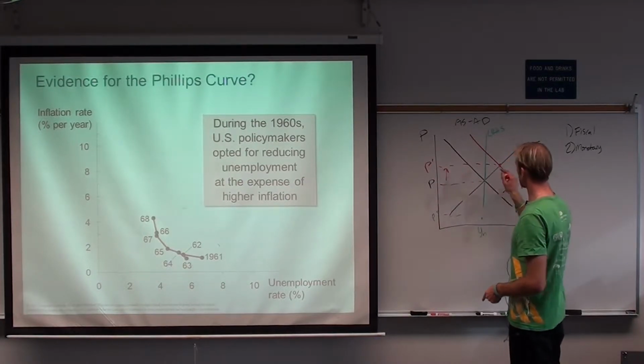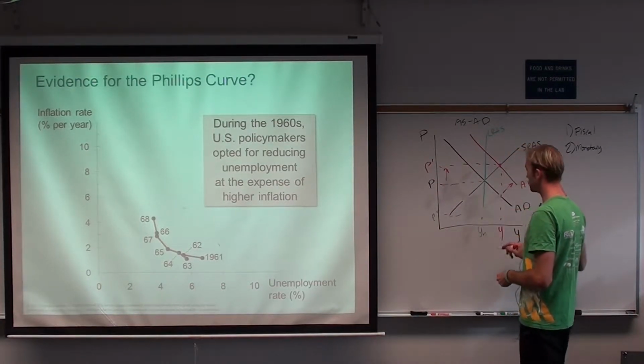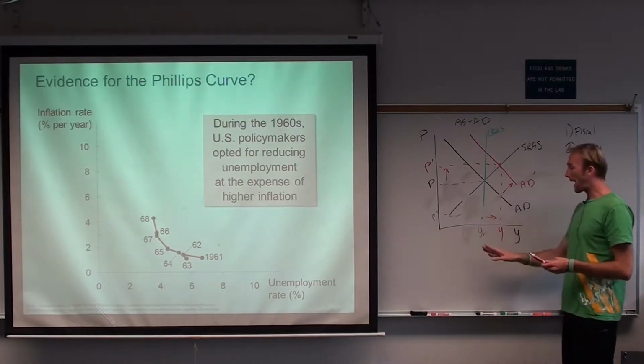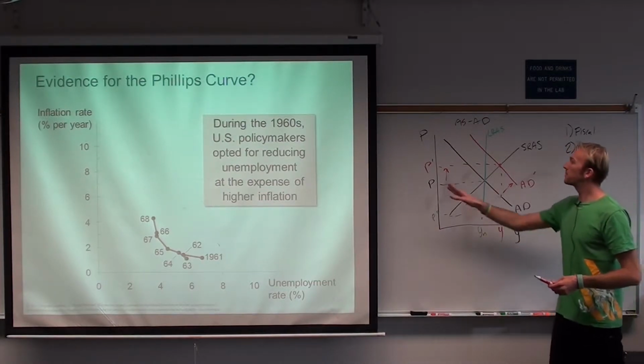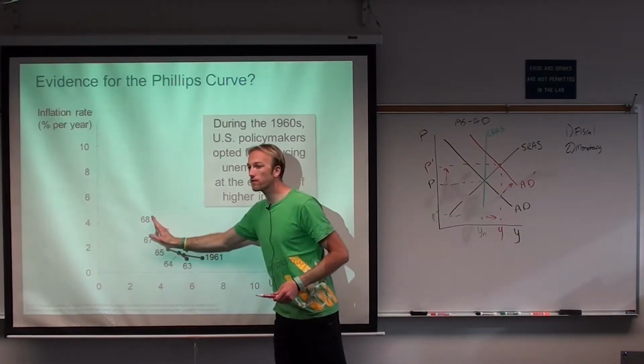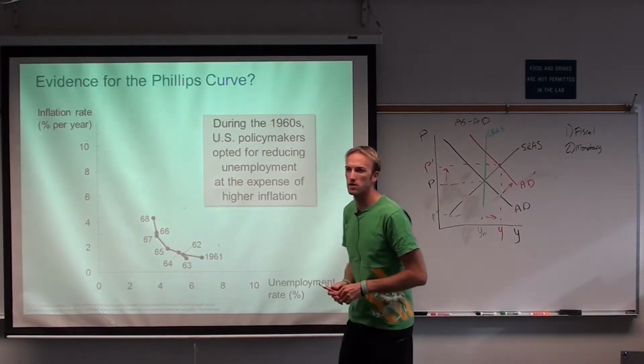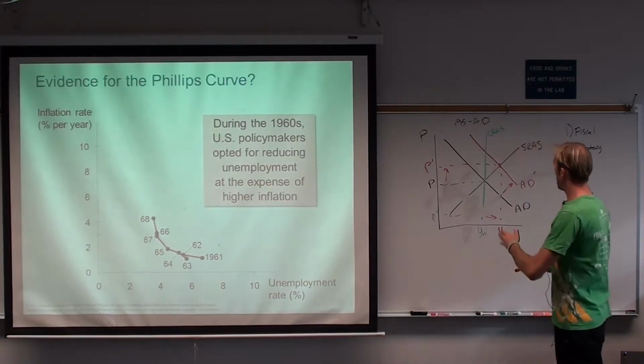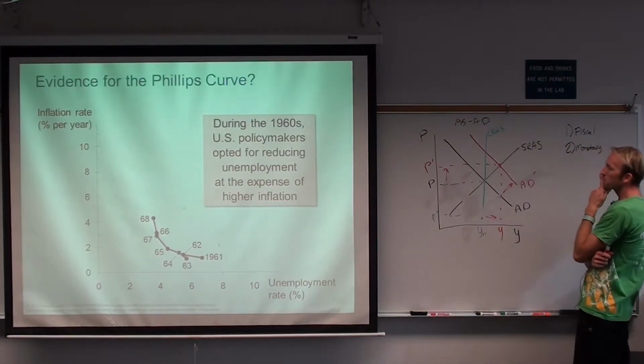P prime. We have Y. So output went up, unemployment went down, prices went up, right? And that's exactly what we have here, right? By the time we get over here, we have low unemployment, we have high inflation, okay? And so it's way up here, okay?